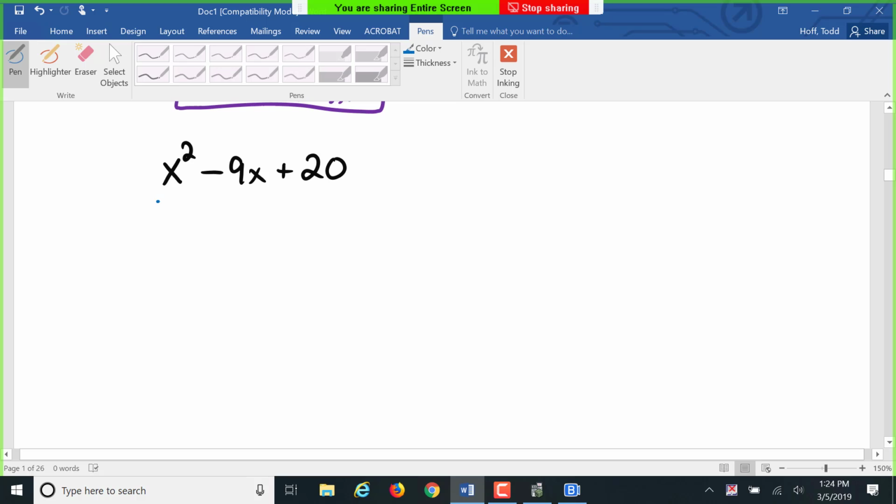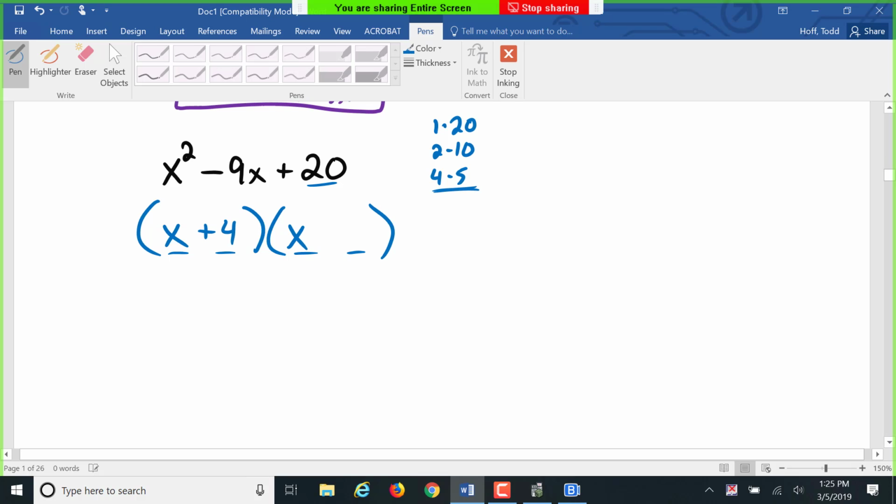So we see that there are no common factors. So we're going to try to do this reverse multiplication. The first terms, again, have to be x and x. The last two terms have to multiply to make 20. So we have 1 times 20, 2 times 10, or 4 times 5. Which one do you want to try? Let's do the 4 times 5. So positive 4, positive 5.